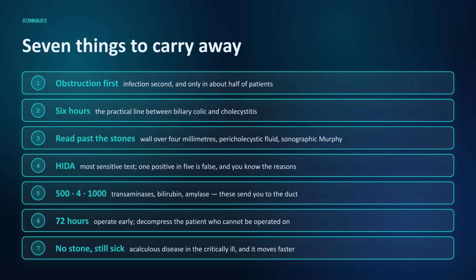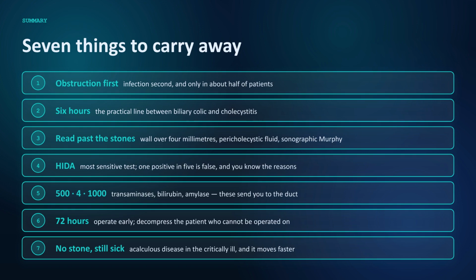Let us bring it together. Acute cholecystitis is obstruction first and infection second. A stone in the cystic duct raises pressure, injures the mucosa, and only then invites bacteria, in about half of cases. Pain beyond 6 hours with fever and a positive Murphy sign is the clinical picture.